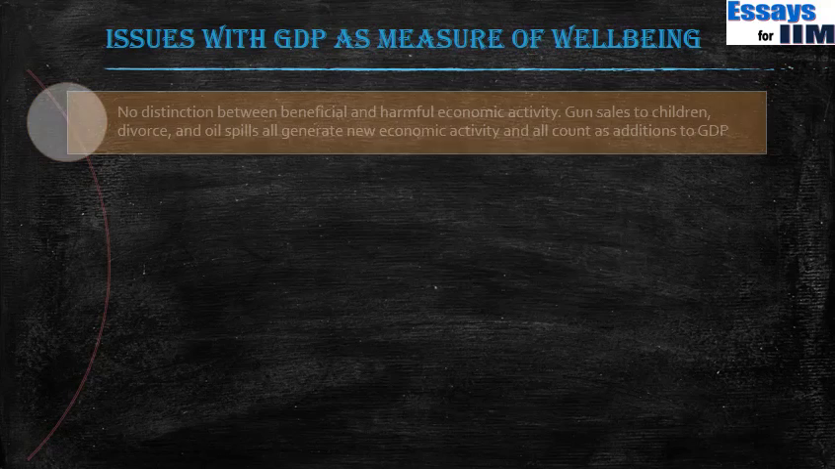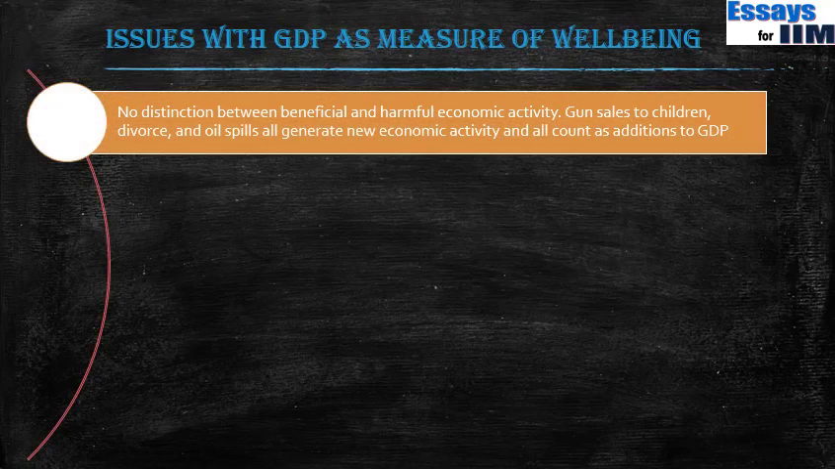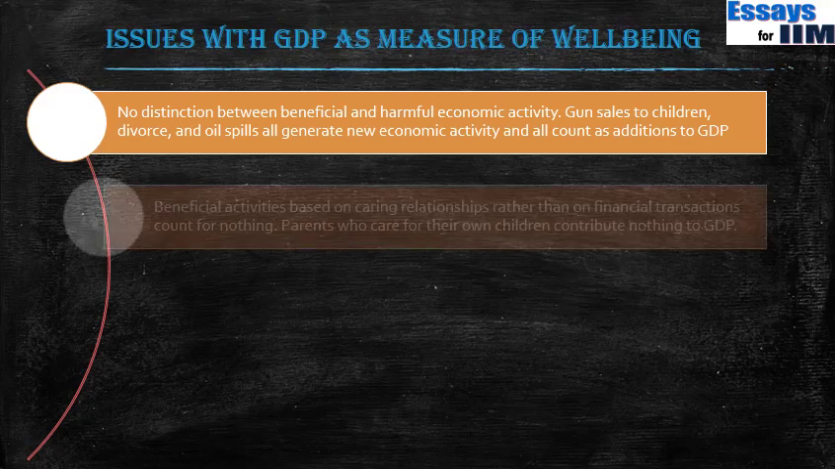Okay, other issues with GDP as a measure of well-being. First of all, there is no distinction between beneficial and harmful economic activities. So if I am selling guns to children, it will add to my GDP, but obviously it will be a harmful thing, and so the overall well-being of the society comes down. Similarly, divorces. If there's a divorce, there's a lot of economic activity generated. There's a lawyer who gets paid, and there could be other things. But let us assume that it is reducing the overall well-being of the society. Similarly, there are various other bad things that you can think about, which would reduce the well-being but increase the GDP.